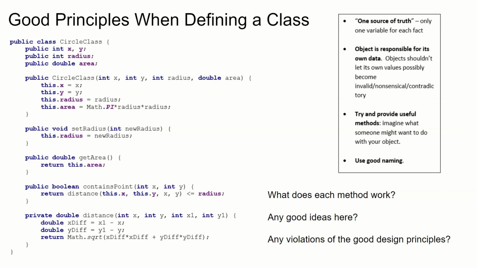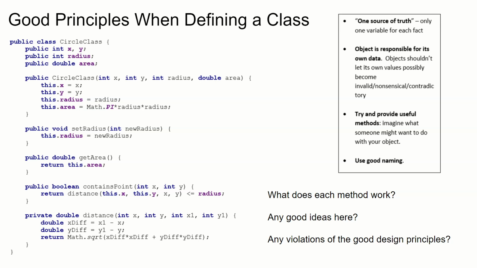Your object should be responsible for its own values, for its own data. So you shouldn't let other parts of the code be able to change your variable values, especially because that allows the possibility that they might become contradictory with each other, or they might take on values that aren't defined for the type of object that you have. They might be nonsensical in some way.